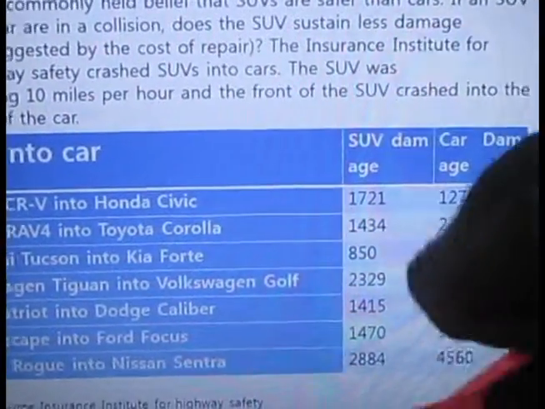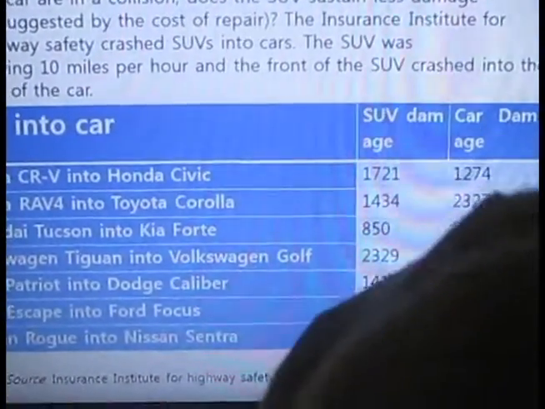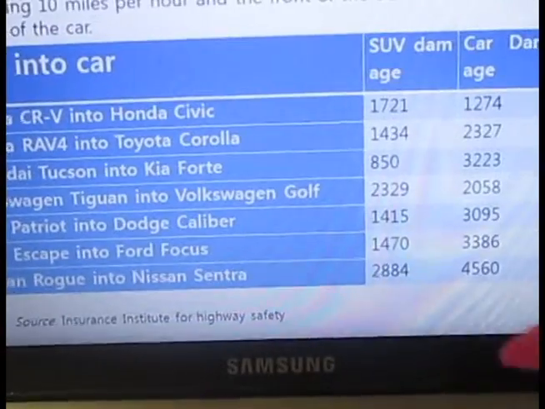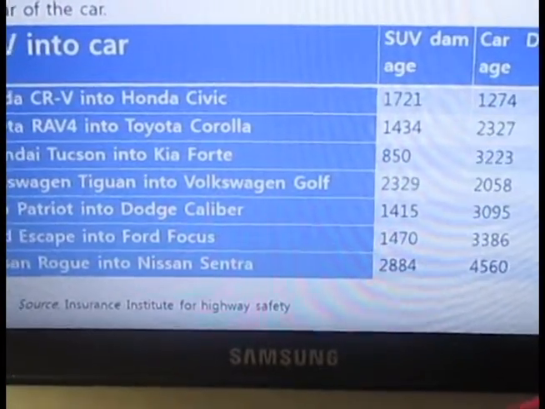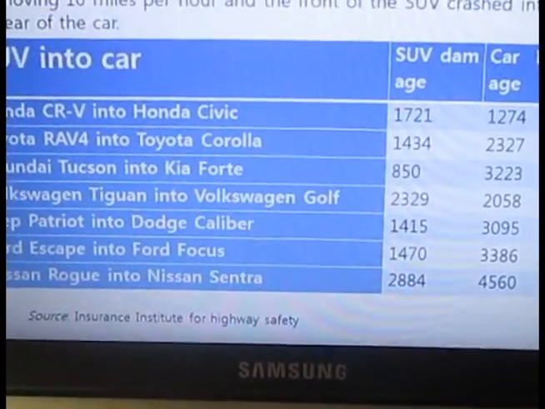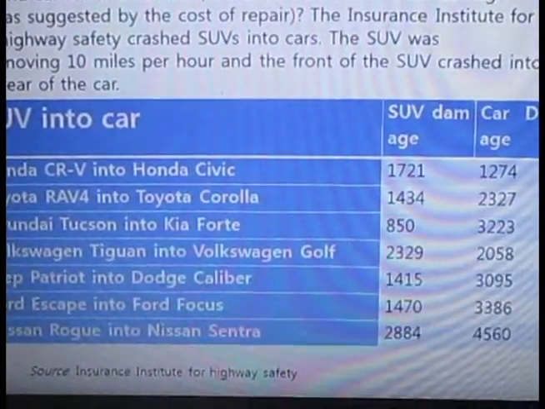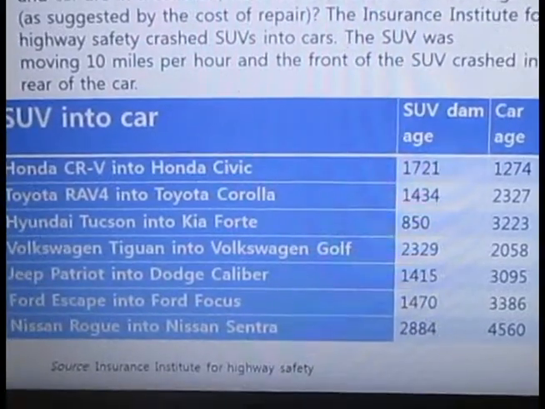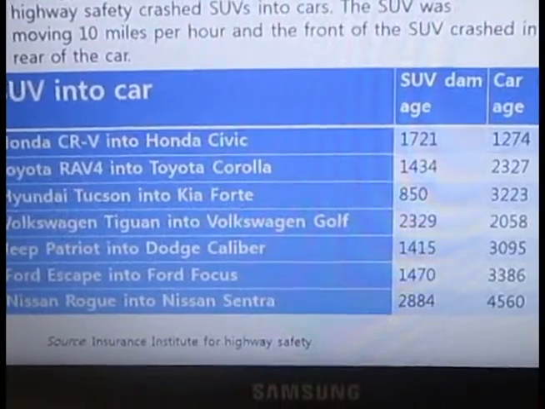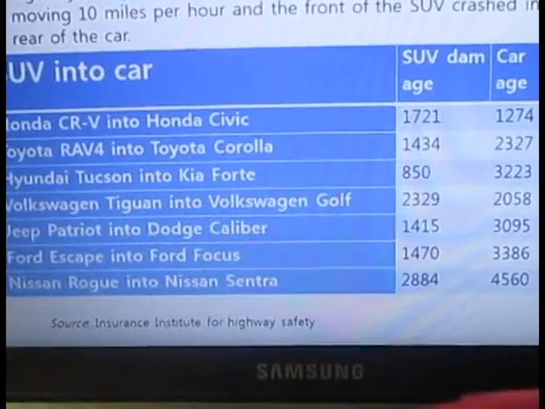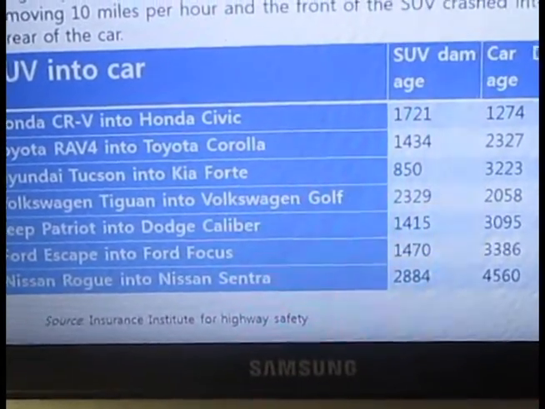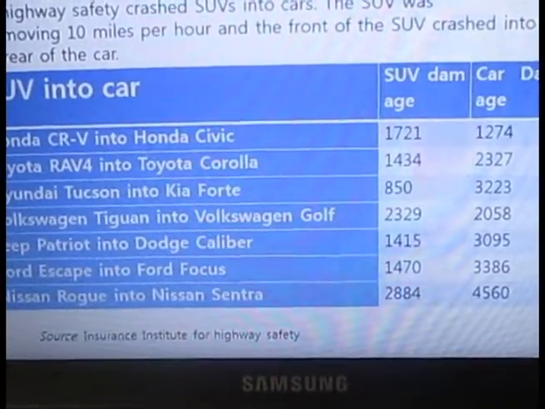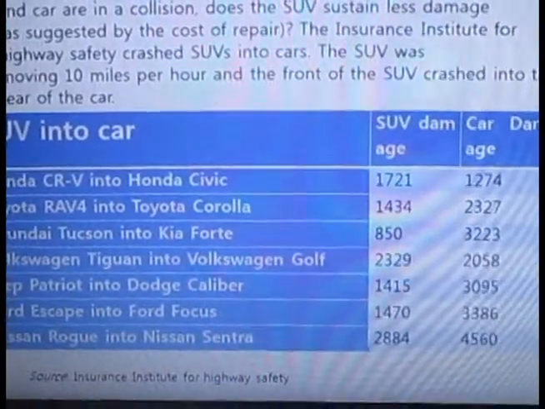I'll read the question. It is a commonly held belief that SUVs are safer than cars. If an SUV and car are in a collision, does the SUV sustain less damage as suggested by the cost of repair? The Insurance Institute for Highway Safety crashed SUVs into cars. The SUV was moving 10 miles per hour and the front of the SUV crashed into the rear of the car.